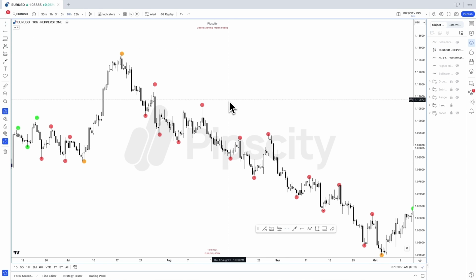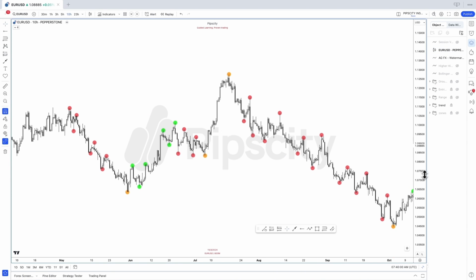So the idea is you can't really stick to a certain time frame. You have to look at different time frames. So let me bring on ranges.